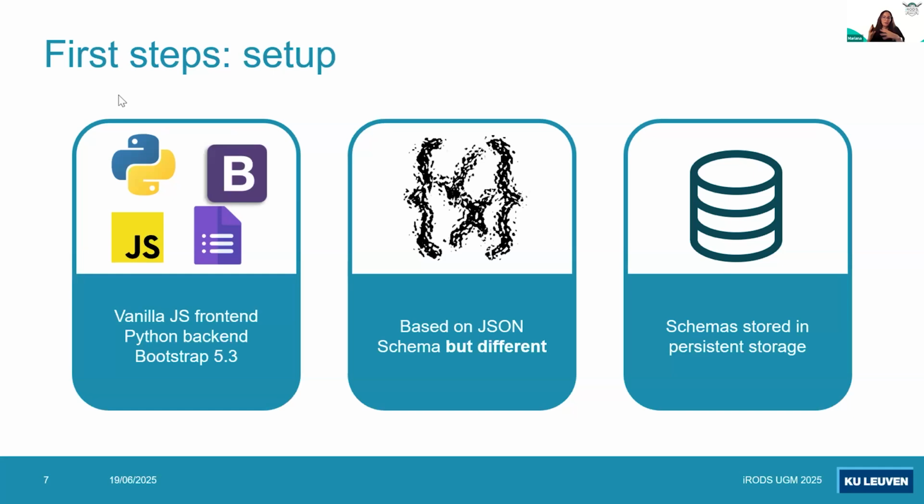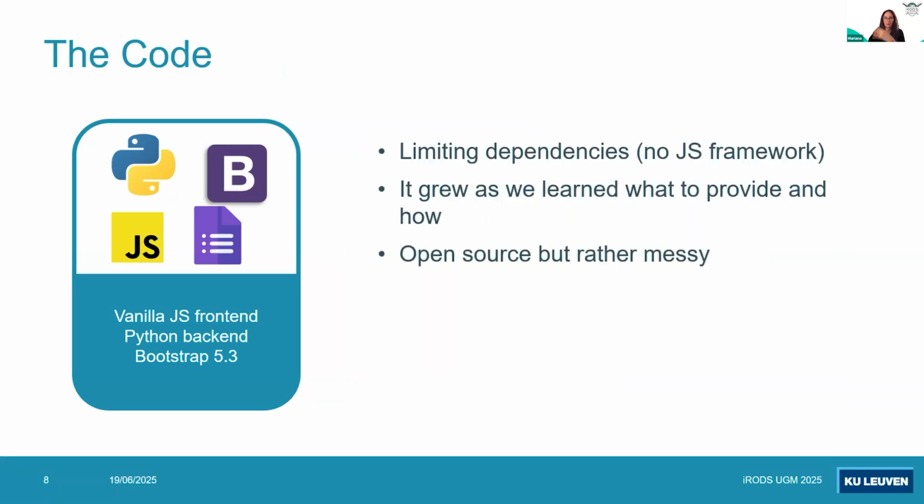But another thing that I didn't go much into in our first presentation 2 years ago was that we chose to use a vanilla JavaScript frontend and a Python backend. We use a format that is not JSON schema to describe the forms, and we are storing the schemas in the persistent storage of the website of Mango Portal.